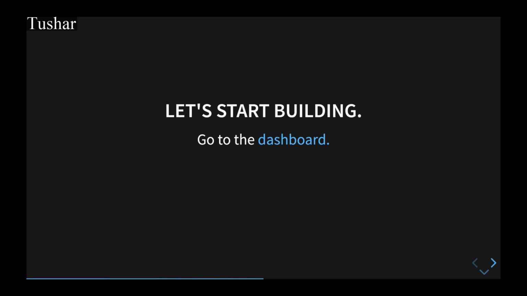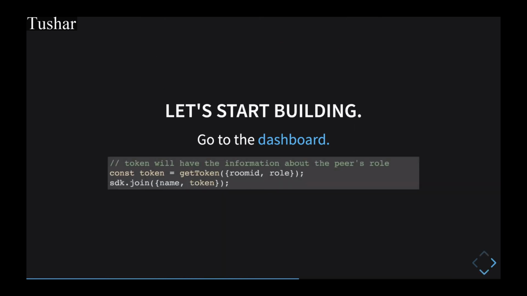Okay, let's start building with this. What I'm going to do next is I will go to the dashboard. There I will define these three different roles, give them appropriate permissions, give them appropriate access to things, and then we'll start with the code. The goal of this exercise is that once I get the token for a particular role, and once I tell my SDK that this role wants to join, the SDK takes care of the rest of the things because it already knows what that role is allowed to do in some sense.